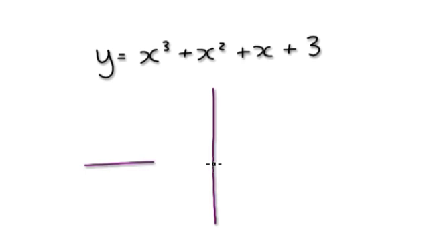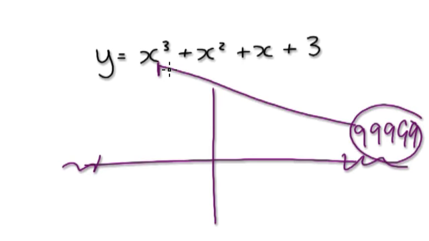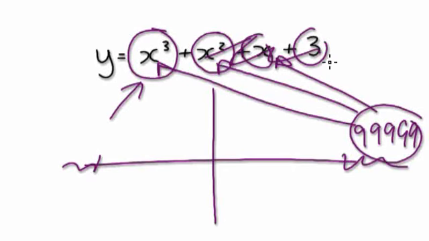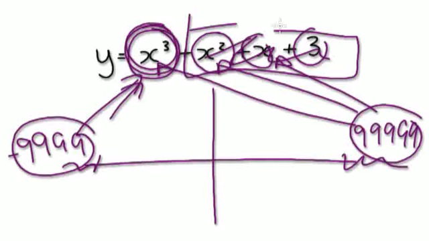Okay, so when x is big, if you put 99999 into here and into here and into here, this term here would be so big in comparison to these three terms, you can actually forget about these three. So when x is really big, it wants to follow this. And same with negative 99999. If you put this into here, this term here will be so big in comparison to these three, you can forget about these three.